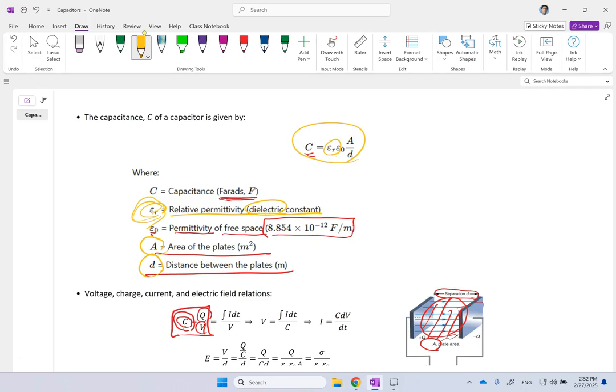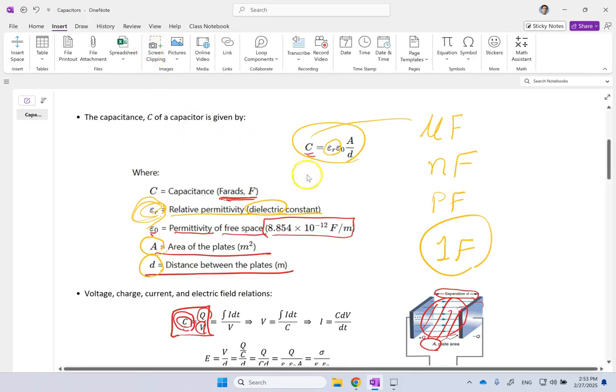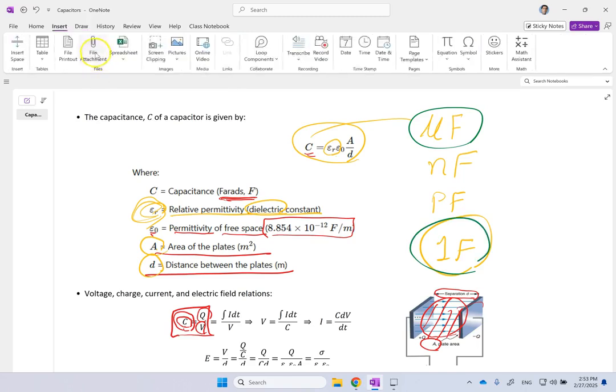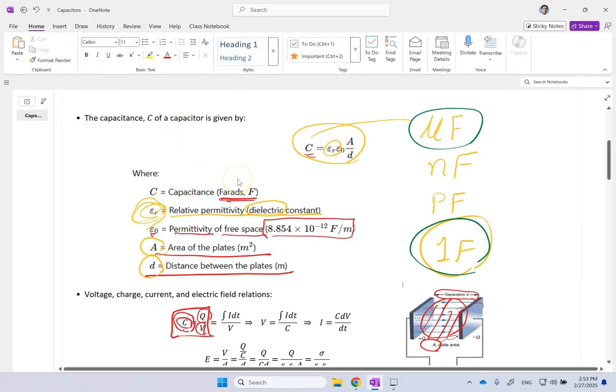Now, most of these capacitances, as I said, are mostly in microfarads or nanofarads or picofarads. If you see something like 1 farad, that's not super common. That's a huge capacitor. Okay, that's a huge amount of capacitance. Most of the capacitors, if you look at the ranges, the ones that we use in typical applications, are in microfarads. Okay, so getting something that can go to 1 farad is a very, very large number. Just keep that in mind.